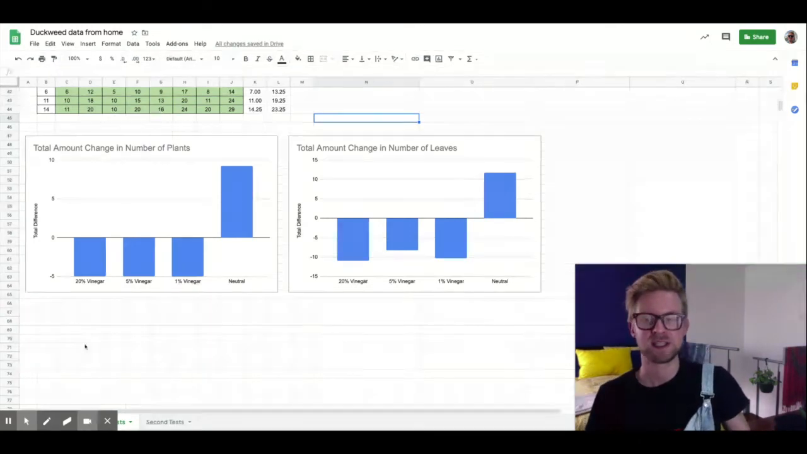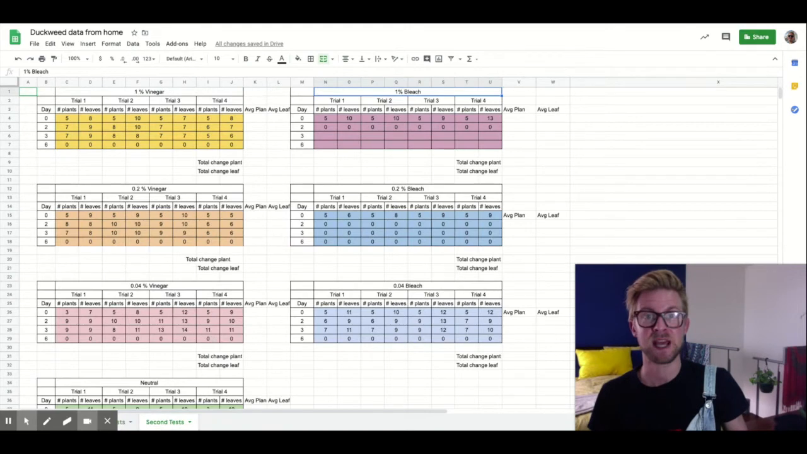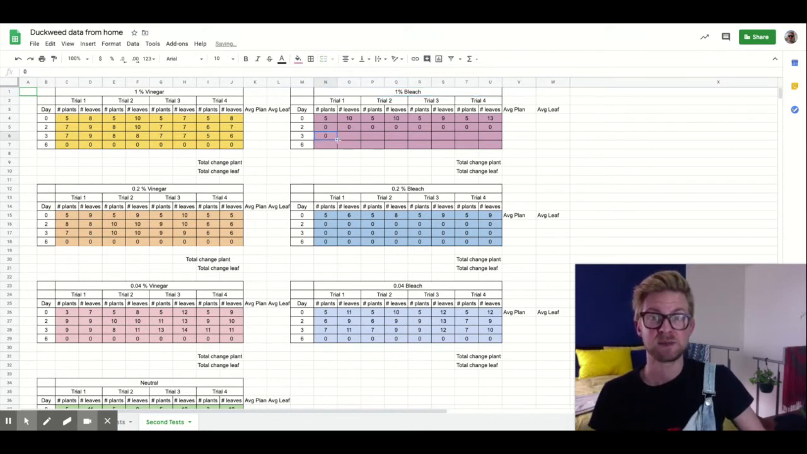I'm going to replicate the same procedure, same data process, but using a lot more data. This time I'm going to be using all of my second experiment data, create the same two types of graphs, and then share with you my interpretation of the results.